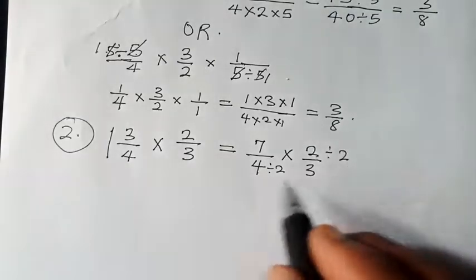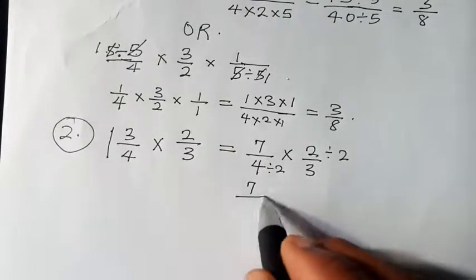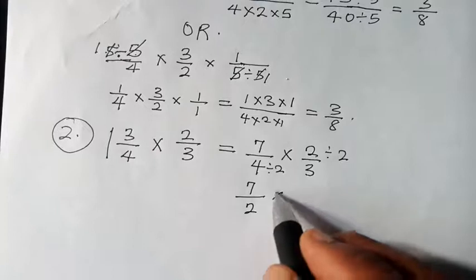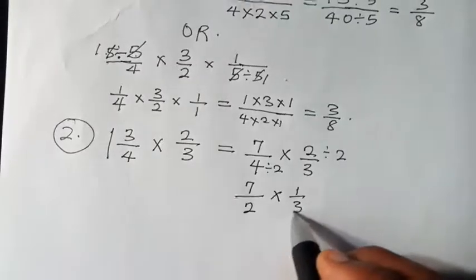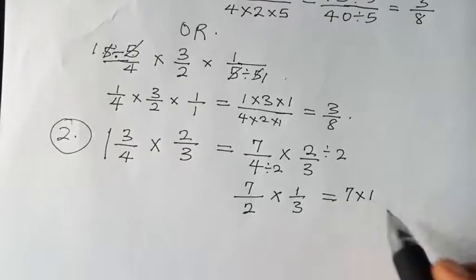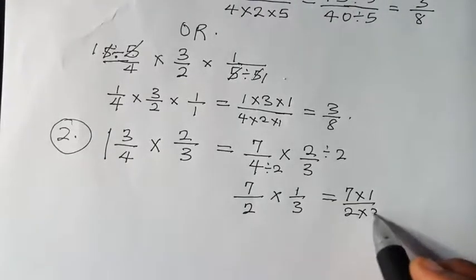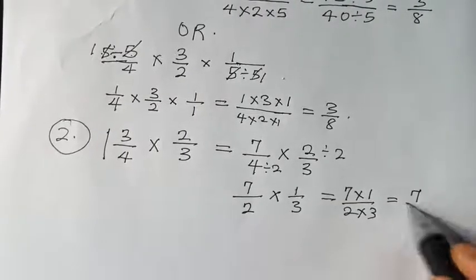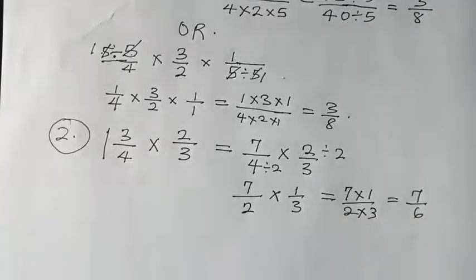I'm using the first method. 4 divided by 2 and 2 divided by 2. 4 divided by 2 will be 2. Yes, then times 2 divided by 2 is 1. So that is why we have 1 and 2 after solving it. Then we now say 7 times 1 and 2 times 3, which is given as 7 over 6.